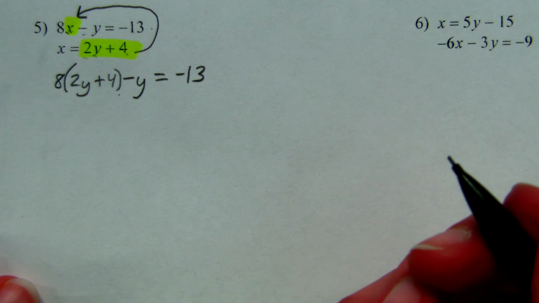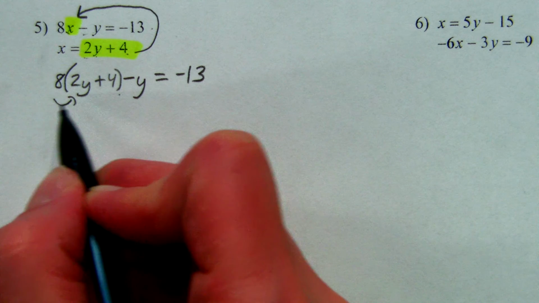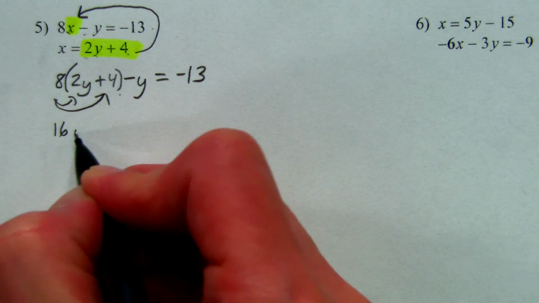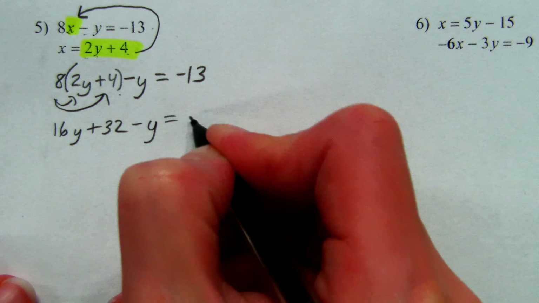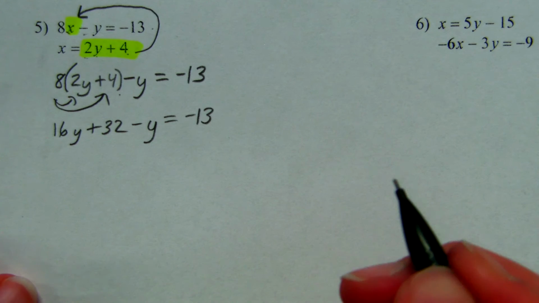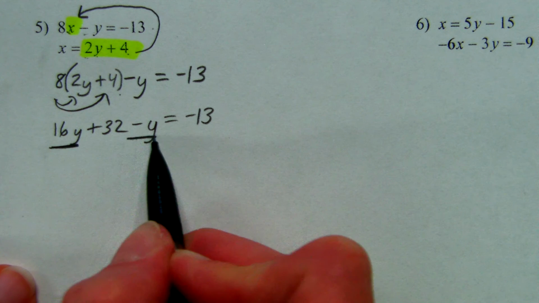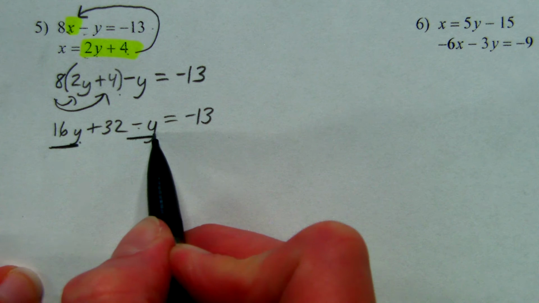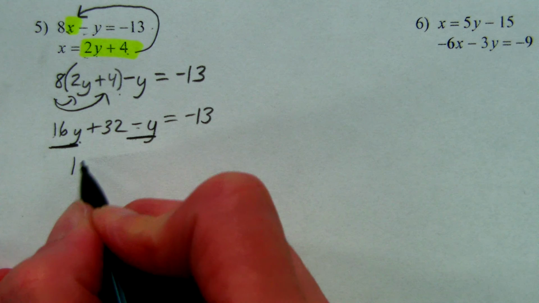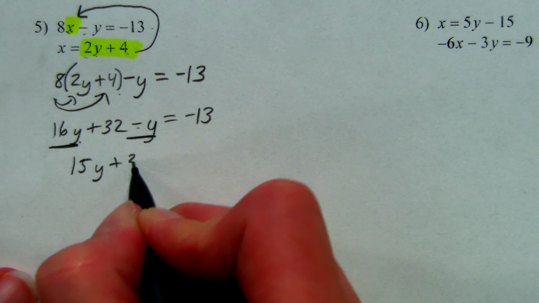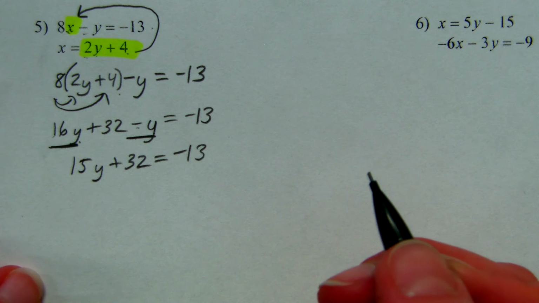All right, so we get rid of the parentheses by distributing. So let's do that. So we'd have 16y plus 32 minus y equals negative 13. If I look, I now have 16y and minus y on the same side of the equal sign, so I'm just going to combine them. 16y minus y is 15y. And I have plus 32 equals negative 13.